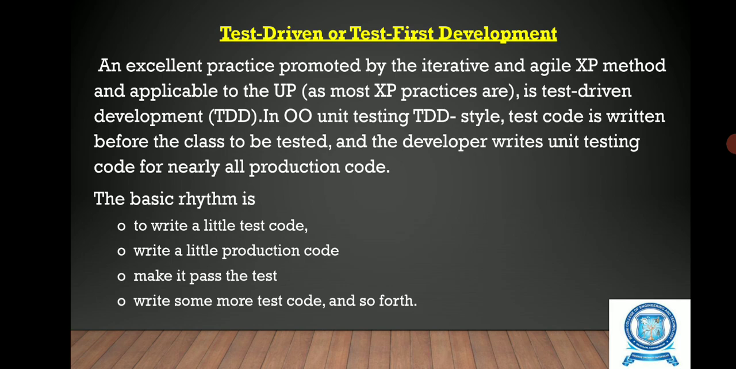Now let us see about test-driven or test-first development. An excellent practice promoted by the iterative and agile XP method, and applicable to the UP, that is Unified Process, is test-driven development. In the OO unit testing TDD style, test code is written before the class to be tested, and the developer writes the unit testing code for nearly all production code. The basic rhythm is to write a little test code, write a little production code, make it pass the test, write some more test code, and so forth.